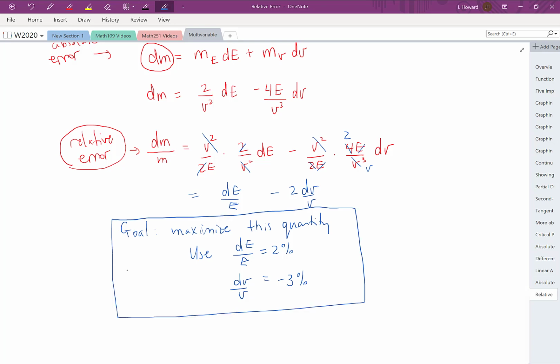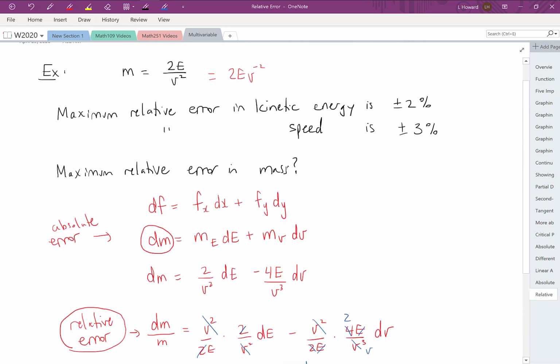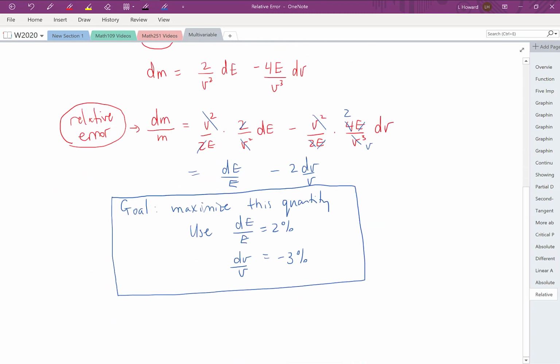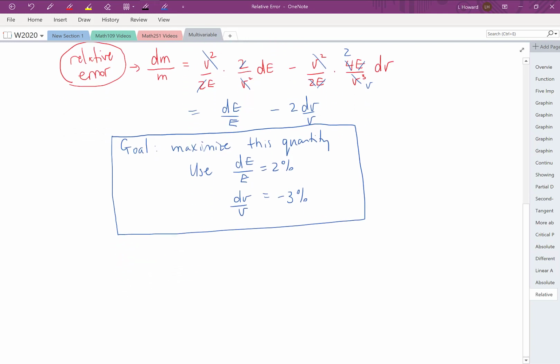Intuitively, why this is happening: if we go back to the formula, notice that the v squared is in the denominator. So this is like saying if you underestimate your speed, that's going to overestimate your mass. And so that's why we're seeing the negative 3% as being the right quantity to use to maximize dm over m. Okay, so subbing in these values, just continuing from our line above the box, we're going to have 2% minus 2 times negative 3% to give us 8%.